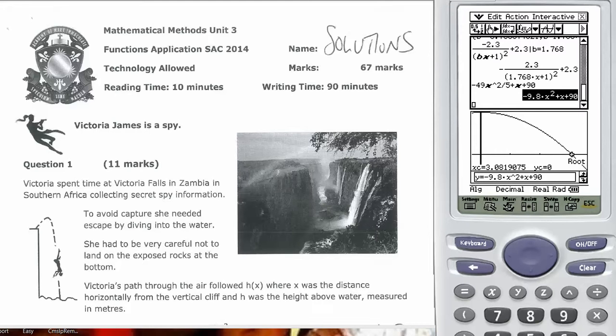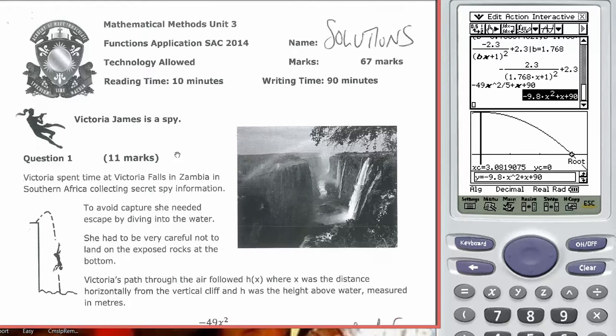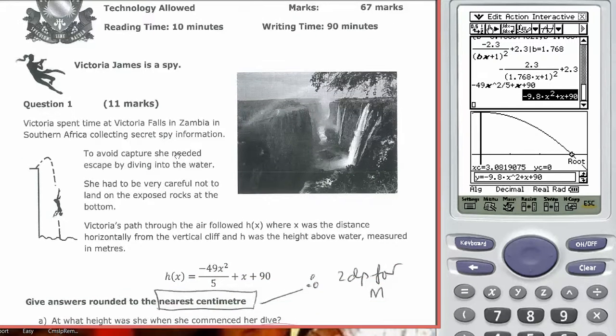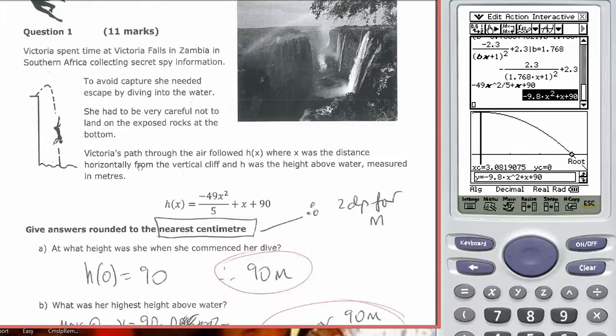This is for Year 12 Methods. It's the 2014 Functions Application Tech Allowed question number 1. Victoria James is a spy. She spent some time at the Victoria Falls in Zambia, and to get away from her captors, she dived off the top into the water.